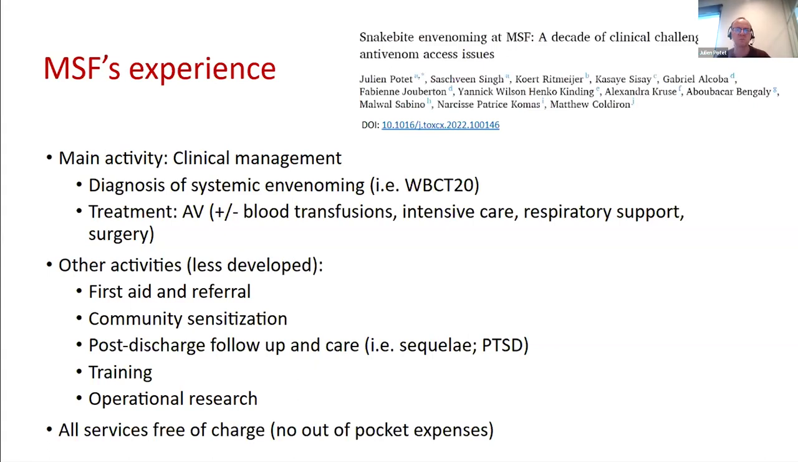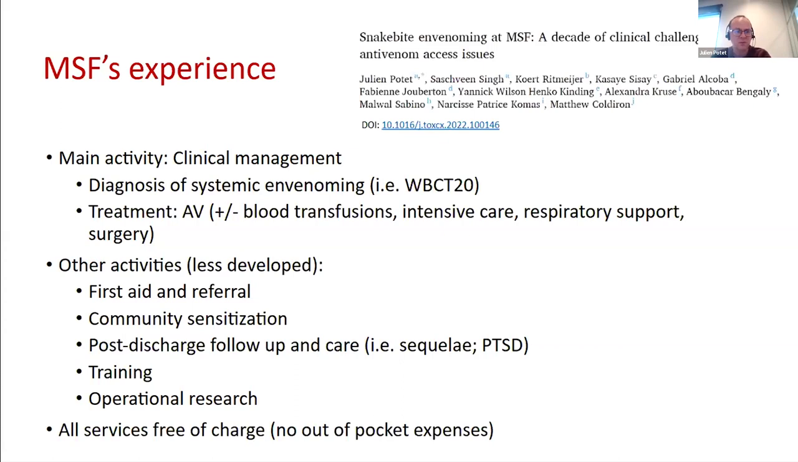Of course, we provide anti-venom treatment for sure, but also supportive care through blood transfusion, intensive care in case of very severe envenomings, and respiratory support when it's available, as well as surgery, particularly in cases of necrosis. And we also try to conduct other types of activities that are not centered around hospitals, but these other activities are less developed inside our model, inside MSF.